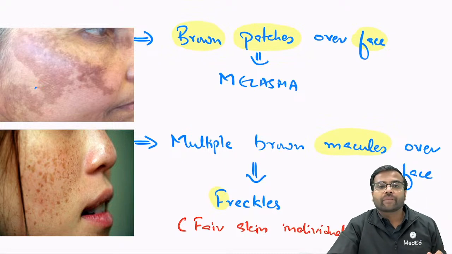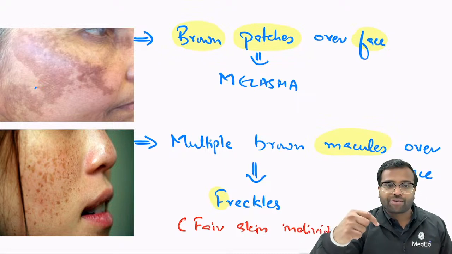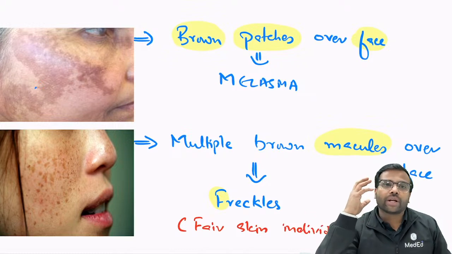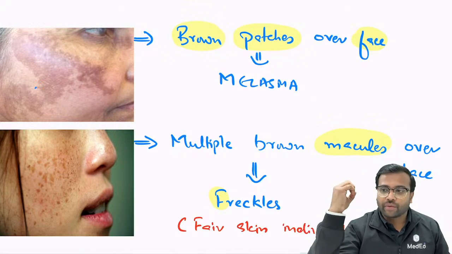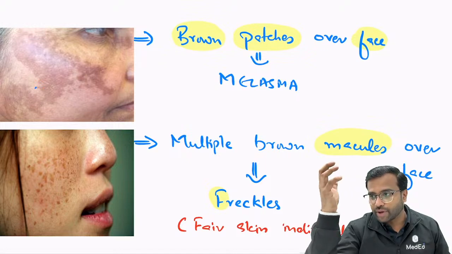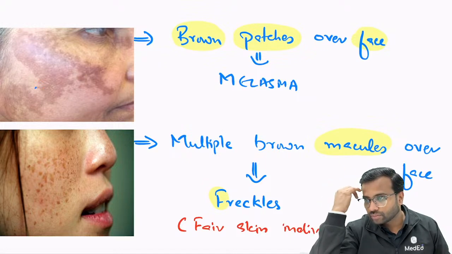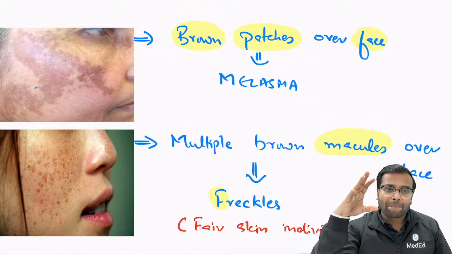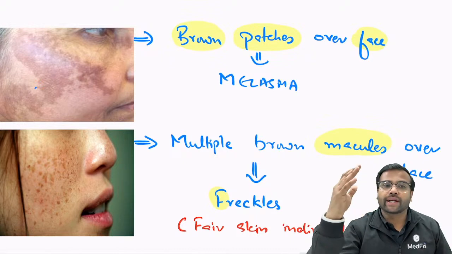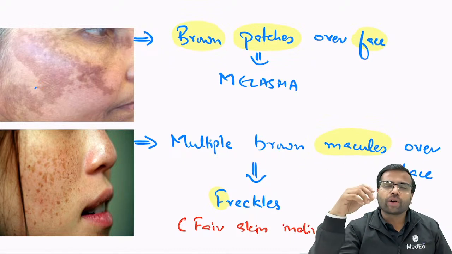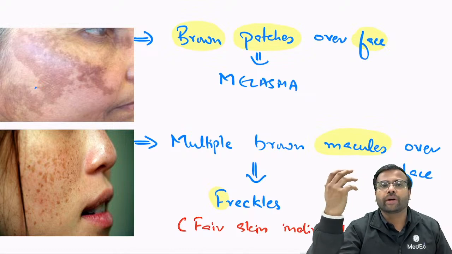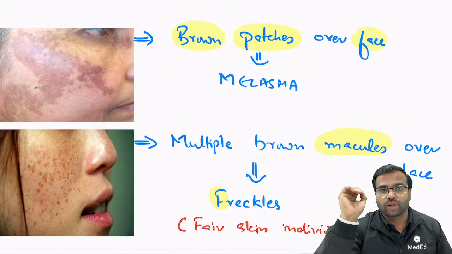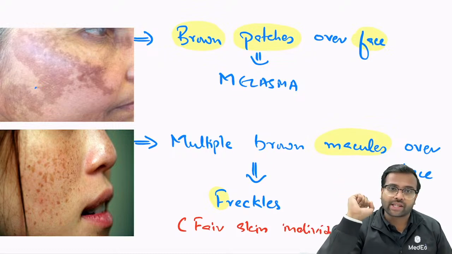So what do I mean? Someone who is having freckles in fair skin individuals. Whenever somebody is having fair skin, they are more prone to get something like freckles. It is more common in India than in the Europeans, or those in the fair western part of the world where you have very fair skin. Okay.